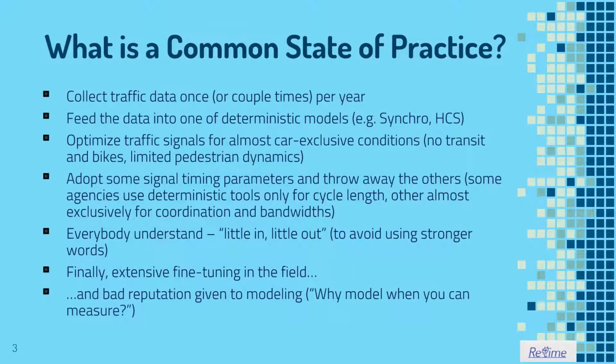So the common practice is really when we optimize traffic signals, we collect traffic data maybe once per year, feed it into our deterministic models such as Synchro or HCS, and then we optimize traffic signals almost exclusively for private cars.